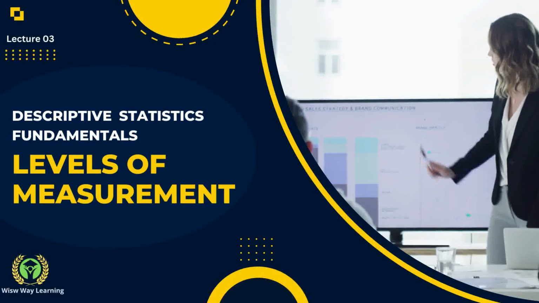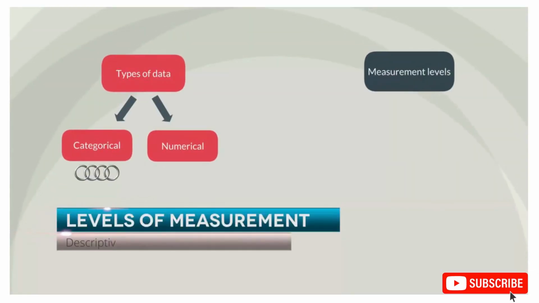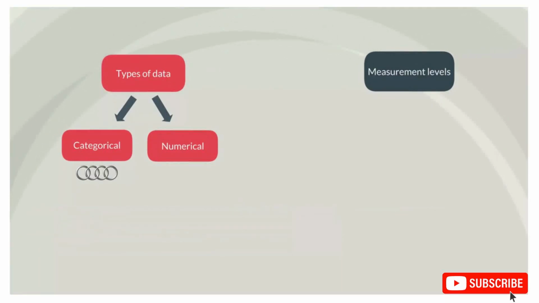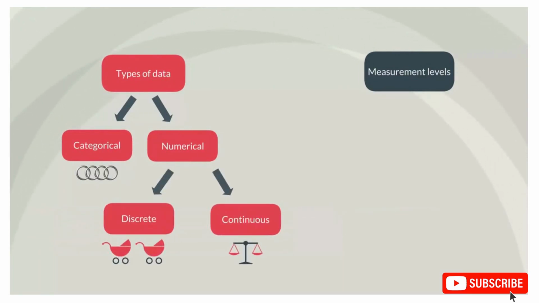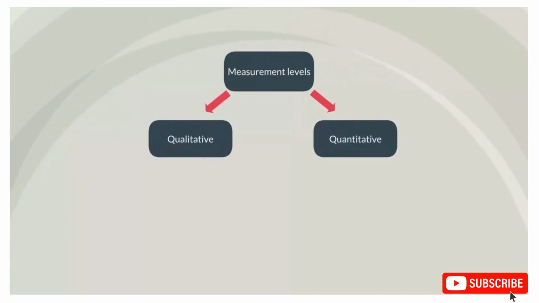Lecture number 3, Understanding the Levels of Measurement. In our previous video, we distinguished between categorical and numerical data. Furthermore, we saw that numerical data can be discrete and continuous. It's time to move on to the other classification, levels of measurement. These can be split into two groups, qualitative and quantitative data. They are very intuitive, so don't worry.